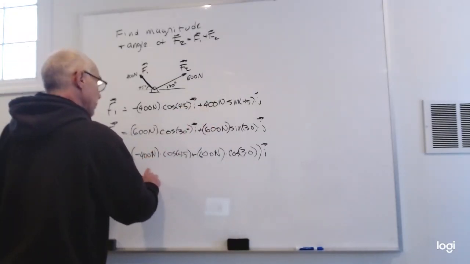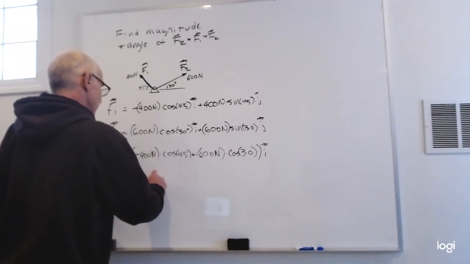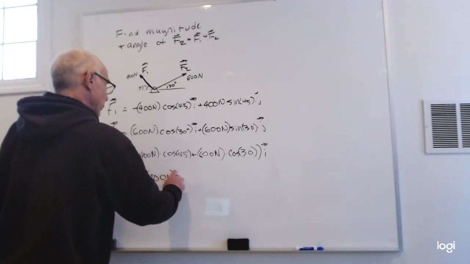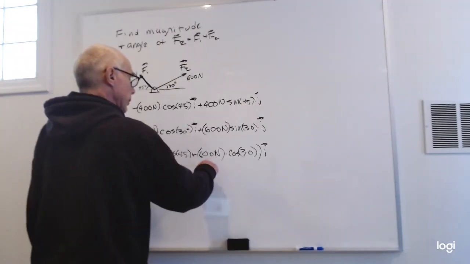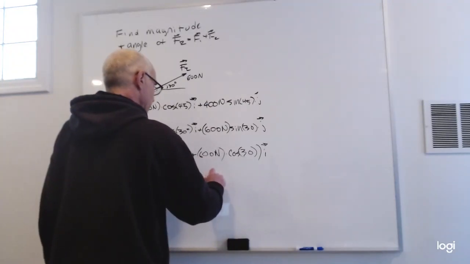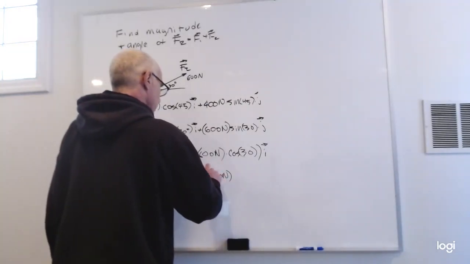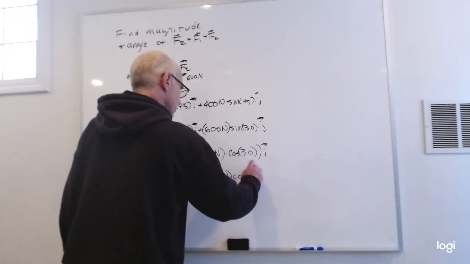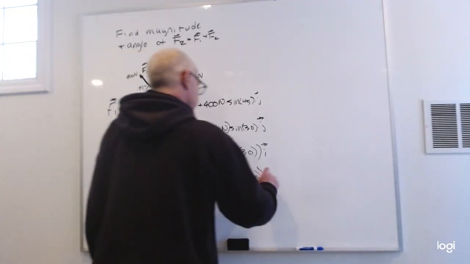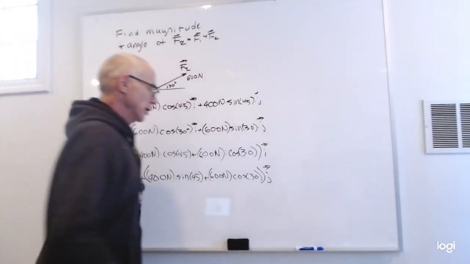So we have 400 newtons times sine 45. And then we're going to add to it this value, 600 newtons times cos 30. And we'll multiply that times our j vector.